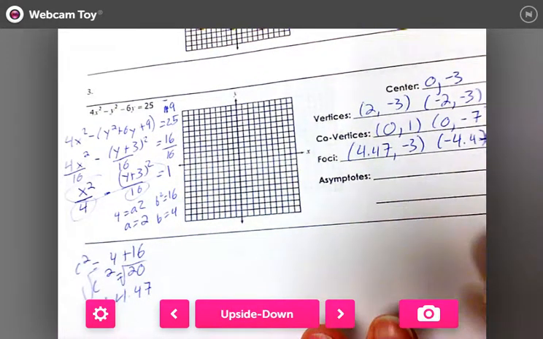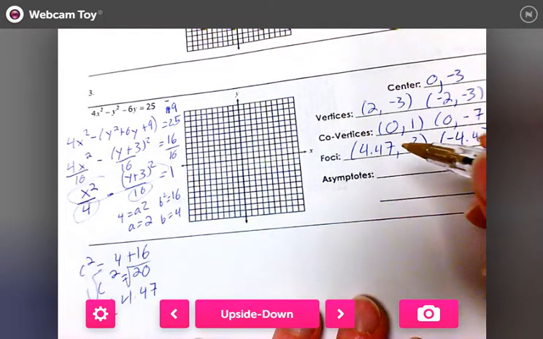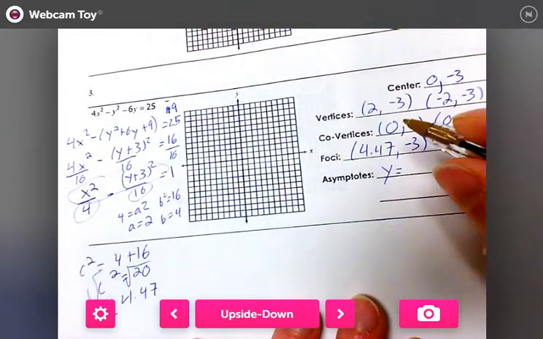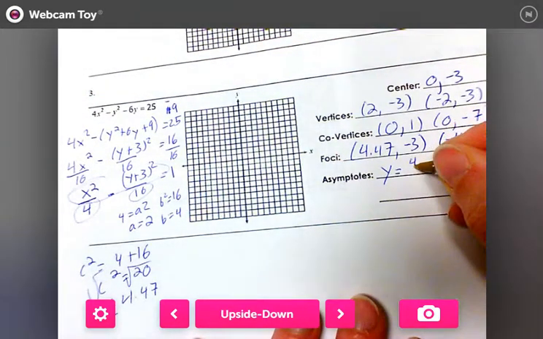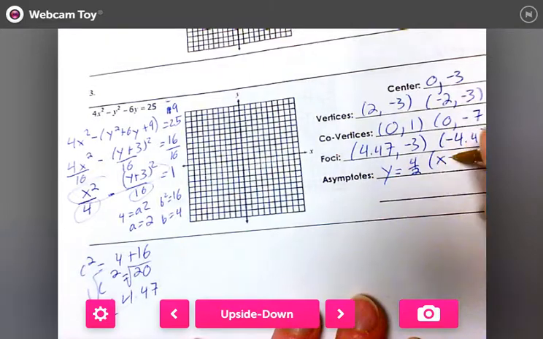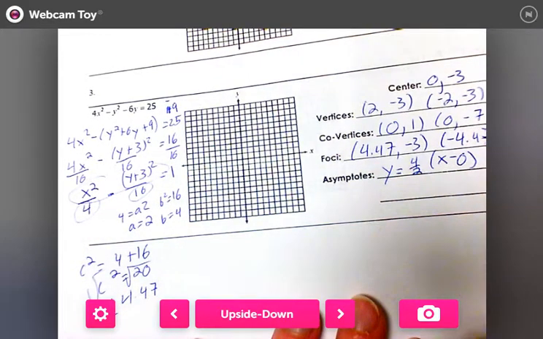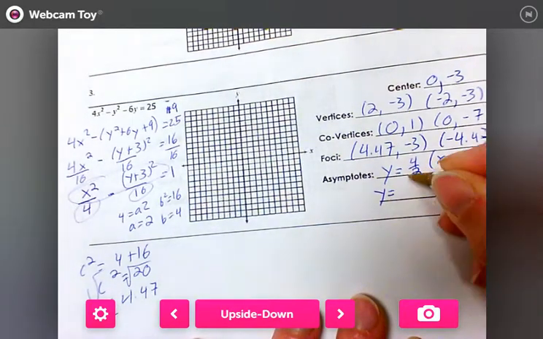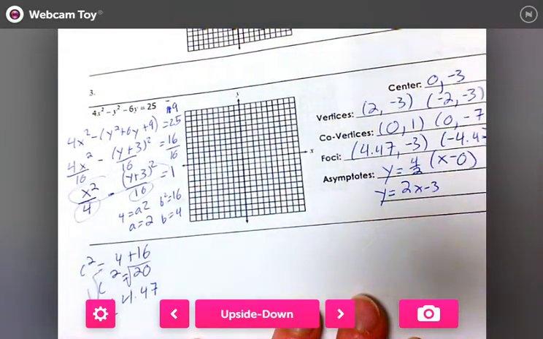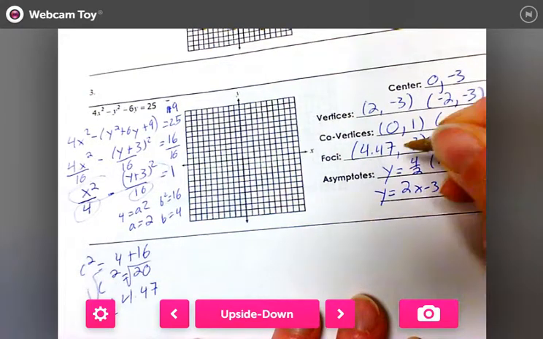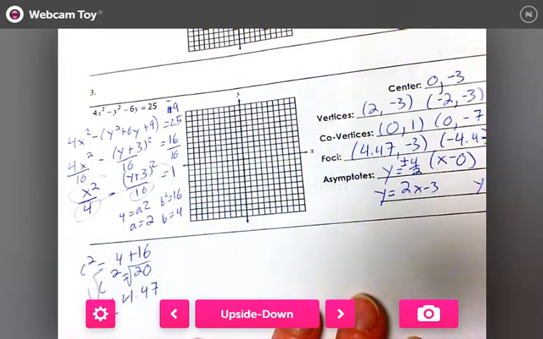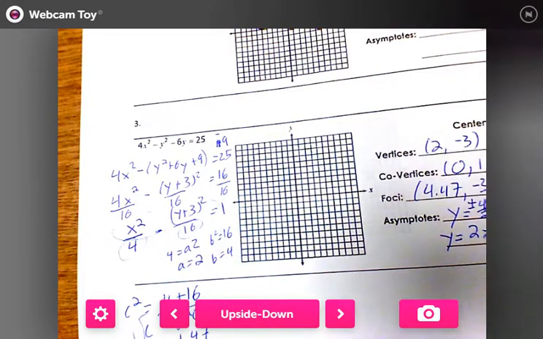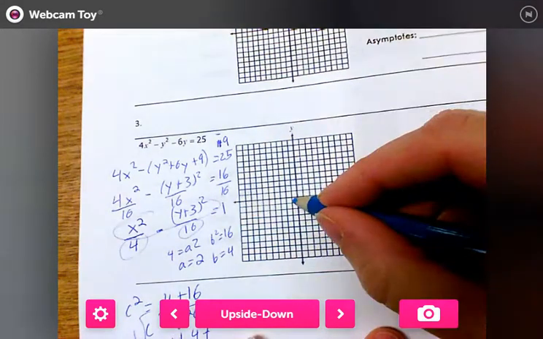Okay? Our asymptote is y equals 4/2 x minus 0 minus 3. So I'm just going to distribute this and separate it into my two equations. Y equals 2x minus 3 and y equals negative 2x minus 3, because this is plus or minus. So I have two things that I'm going to graph now. I'm going to start at 0. I'm going to go down 3, 1, 2, 3.